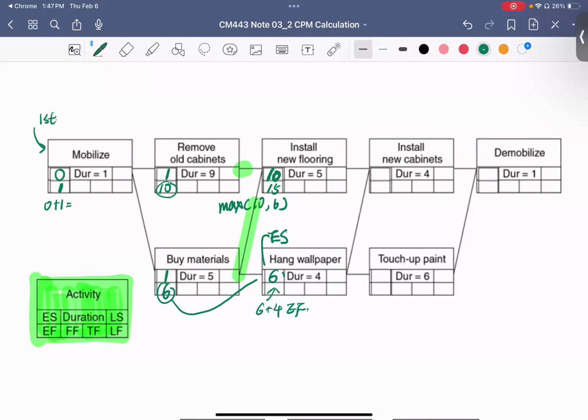So why here is only 6 is because there is only one relation between buy the materials and hang the paper. There is no connection from the remove the cabinets to here, right? So only this one. So here should be 6, and here will be 6 plus 4, you get 10.